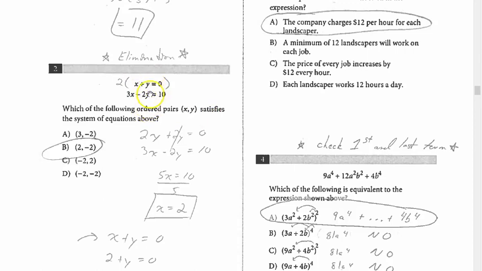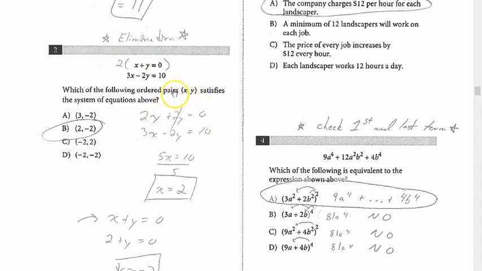So I decided, okay, I'm going to cancel my y's first. The only reason I did that is because I already saw I had a positive and a negative here. Because if I wanted to cancel x's, then I would have had to multiply the top by negative 3. So keeping things positive, I distributed 2 to each of my terms. So that gave me 2x plus 2y is equal to 0.